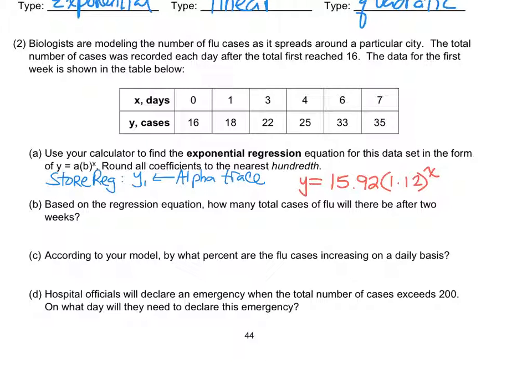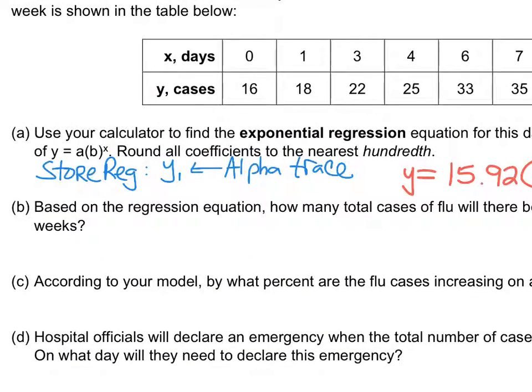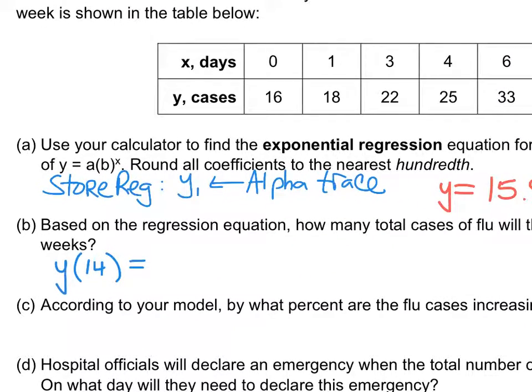So based on the regression equation, how many total cases of flu will there be after 2 weeks, all right? So what we're doing there is finding the y value after 14 days. Now, we took that proactive step of storing the regression equation in, all right? So it's in there. So we can go to the table if we want and go down to 14. No algebra required. All right, so we would get 79.845.